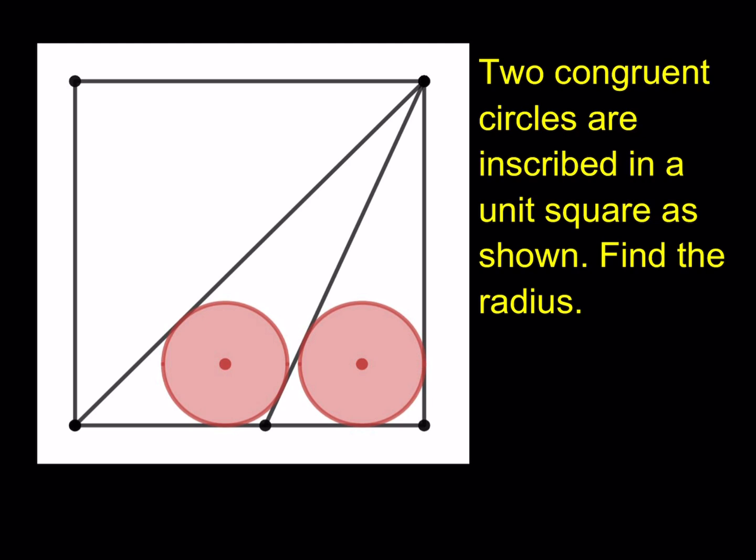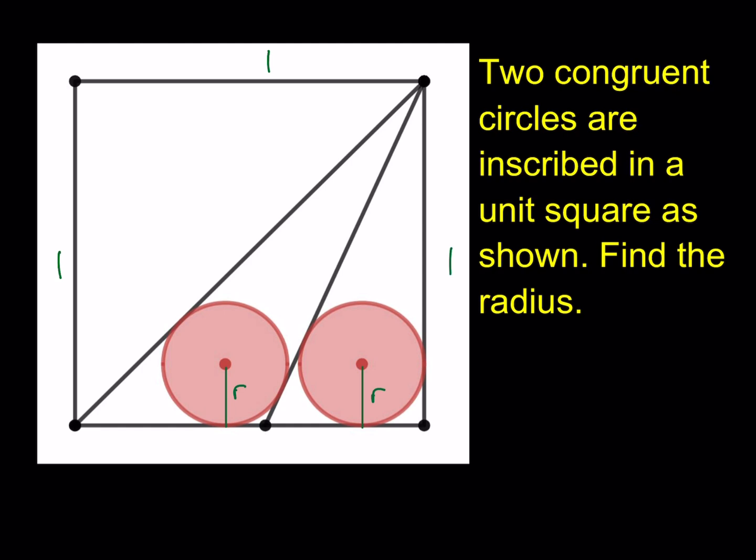Anyways, let's proceed. Since the radius is unknown, let's call that r. Let's make a connection here. This is going to be r as well as this one. Now, what do we know? We're going to name some lengths here. Since this is a unit square, obviously it measures 1 by 1. So this is 1, this is 1, and this is 1.